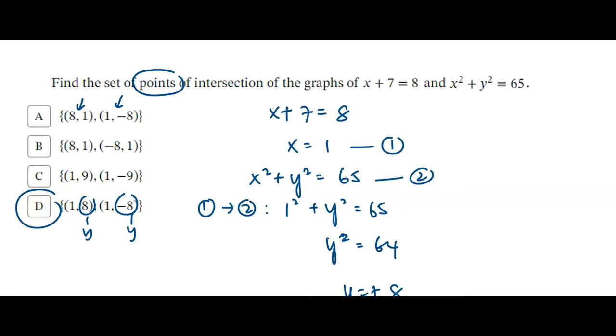We do not need to find the x, because x is 1. Oh yeah, the x is 1 here because equation 1 already gave x equals 1. So this is the x. So the answer is D.